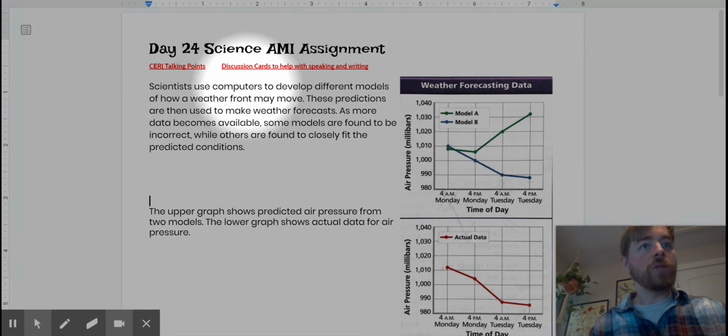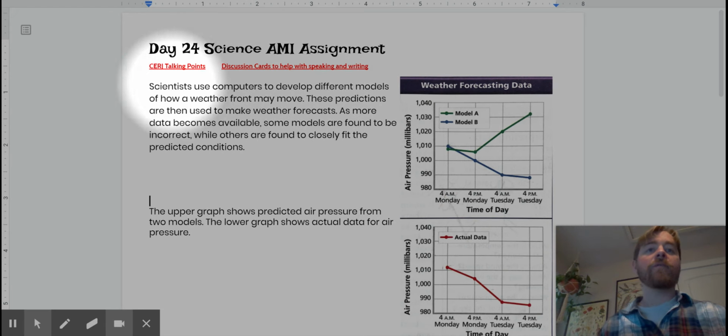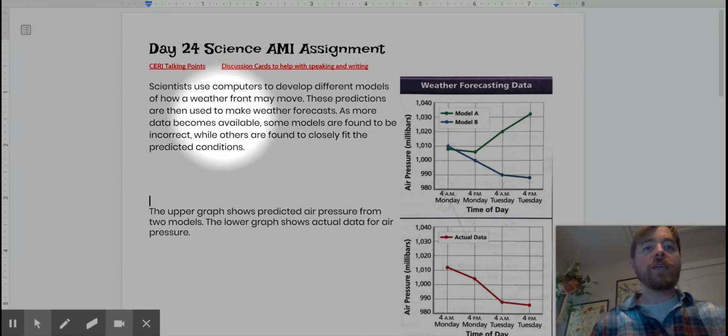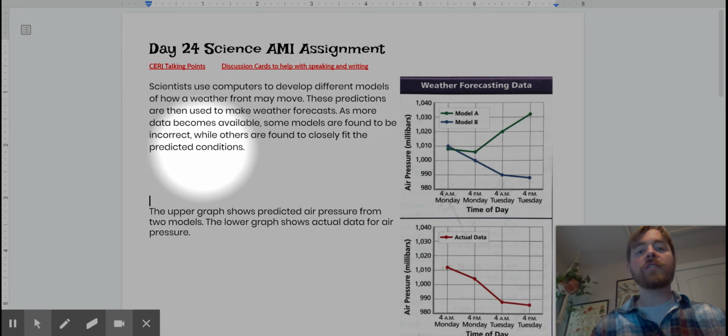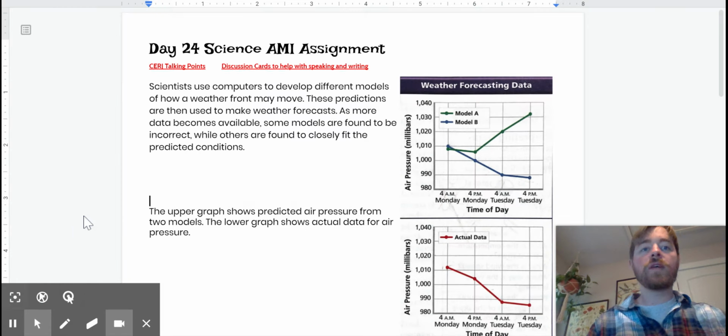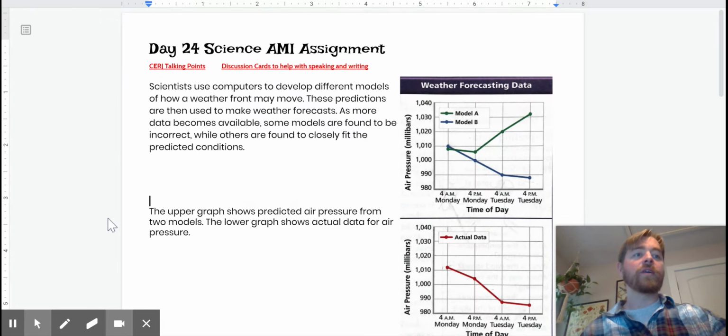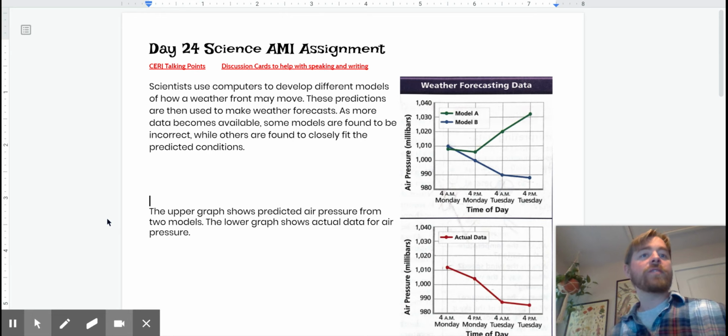Scientists use computers to develop different models of how a weather front may move. These predictions are then used to make weather forecasts. As more data becomes available, some models are found to be incorrect, while others are found to closely fit the predicted conditions. This is a lot like what we did with our AMI on weather. We created models and then we used them to predict the weather and saw how accurate or inaccurate they were. Real scientists do that too.